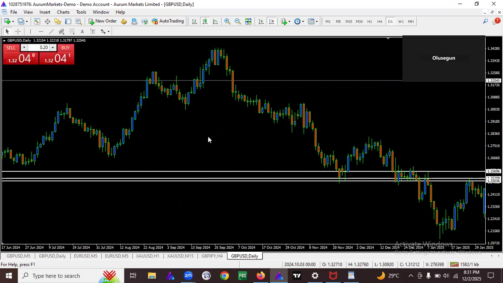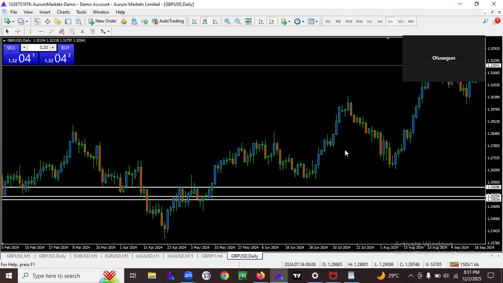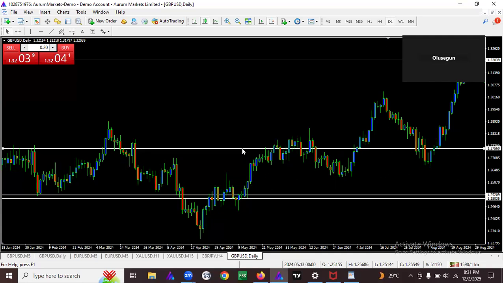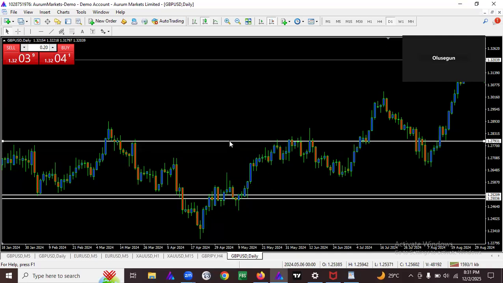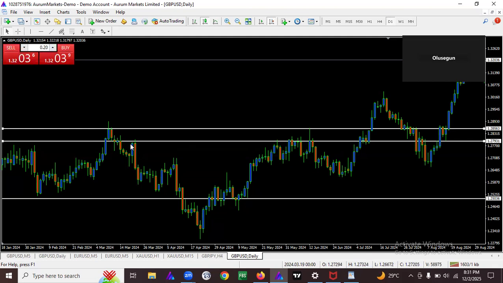Let me look for more examples here. We have here, you see this resistance at this point. Can you see this? This resistance, okay? Now what happened? Price pulled back into that resistance. This is like a breakout retest. It came back to that resistance, and you can see how price dropped from that resistance zone.